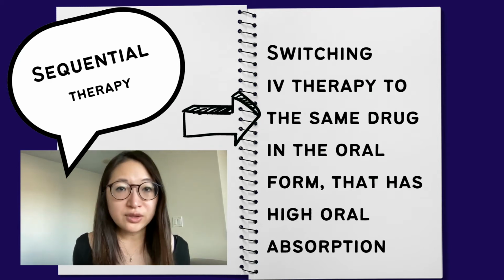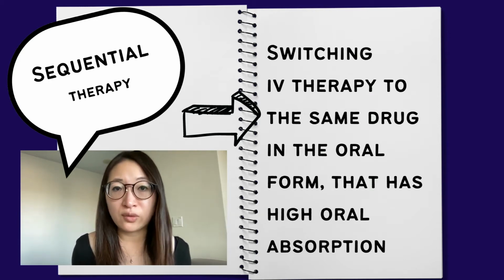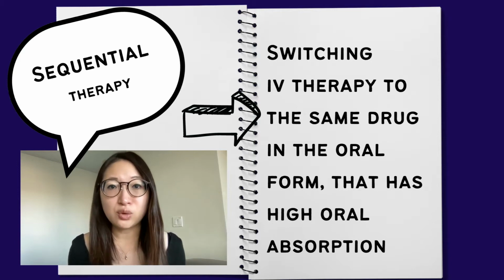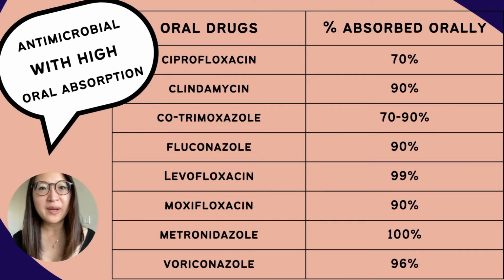Sequential therapy refers to switching your patient's IV antimicrobial agent to a highly bioavailable oral form of the same drug. So in order to figure out whether your patients would be candidates for an IV to oral sequential therapy switch, you need to be familiar with the oral antimicrobial agents that have high bioavailability when given via the oral form.